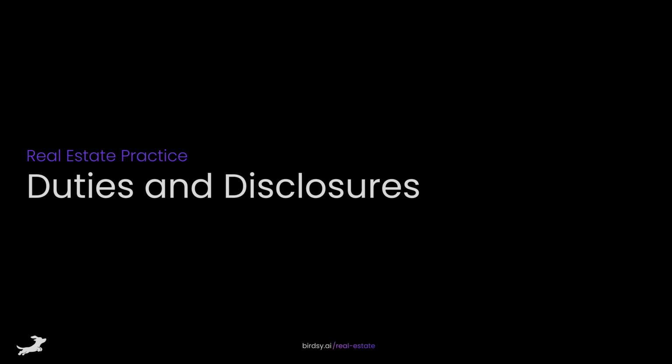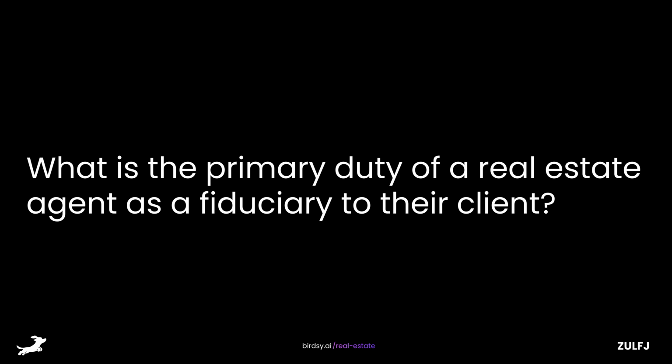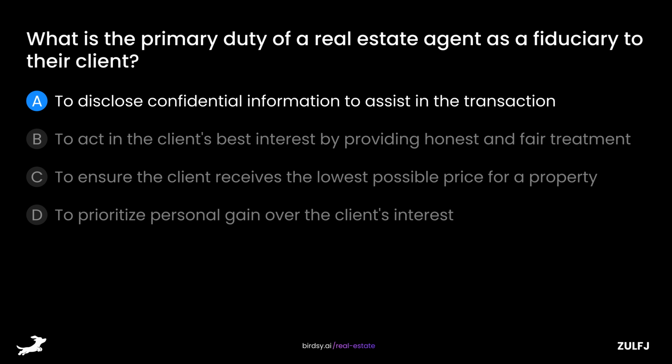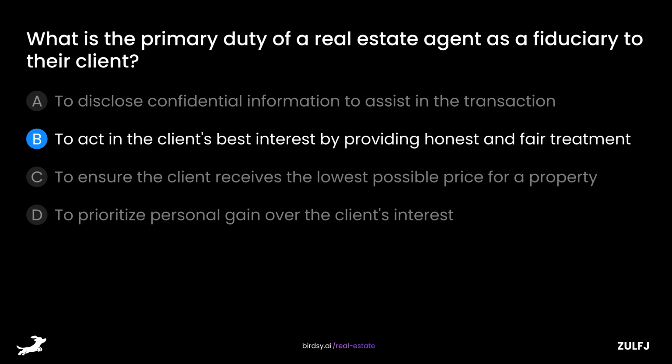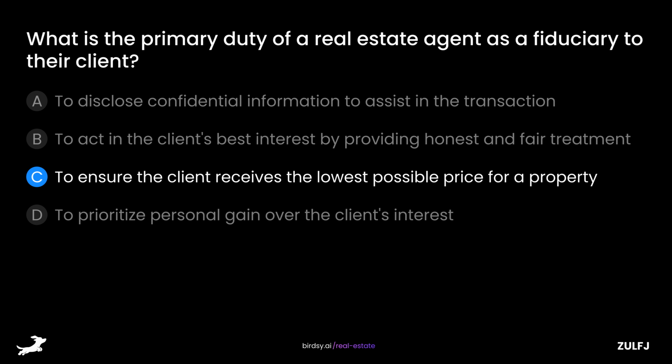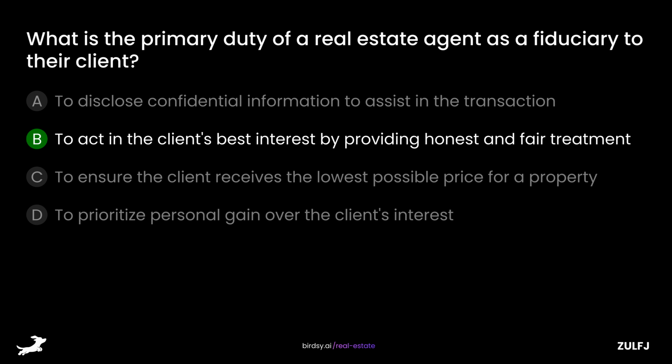Duties and disclosures. What is the primary duty of a real estate agent as a fiduciary to their client? Is it A, to disclose confidential information to assist in the transaction? B, to act in the client's best interest by providing honest and fair treatment? C, to ensure the client receives the lowest possible price for a property? Or D, to prioritize personal gain over the client's interest? The answer is B, to act in the client's best interest by providing honest and fair treatment.